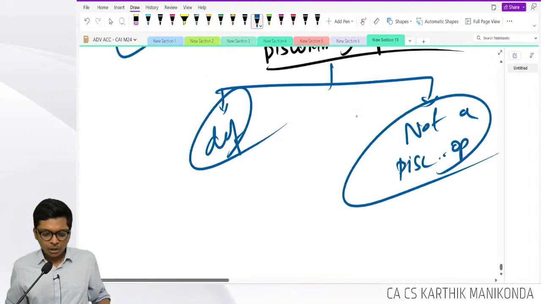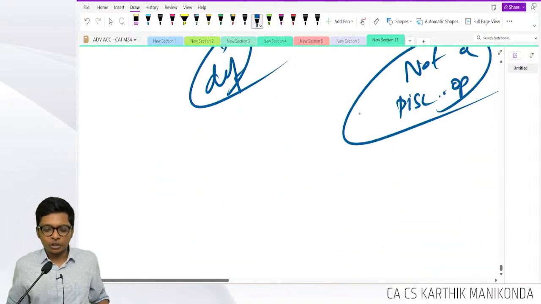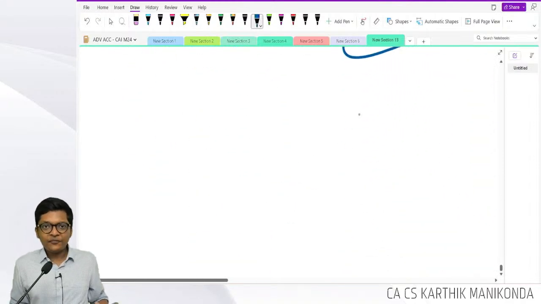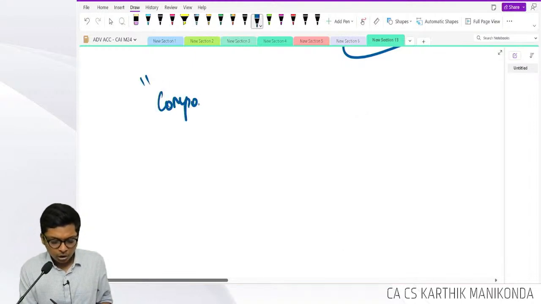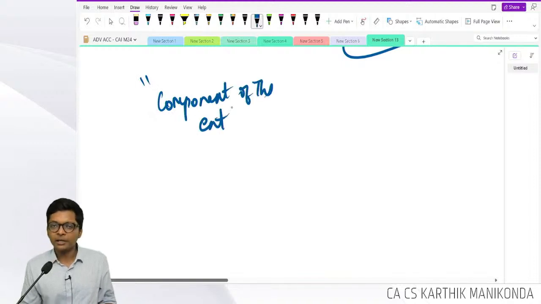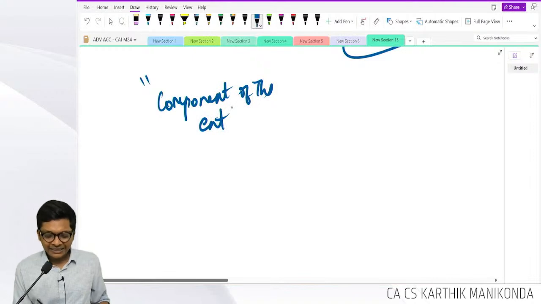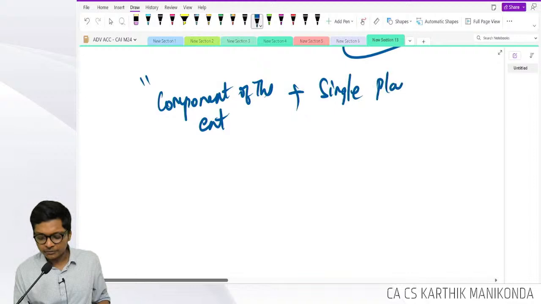Simple. What's a discontinuing operation? The definition says, I'll give you the keywords, guys. A discontinuing operation is a component of the enterprise that the entity, pursuant to a single plan.